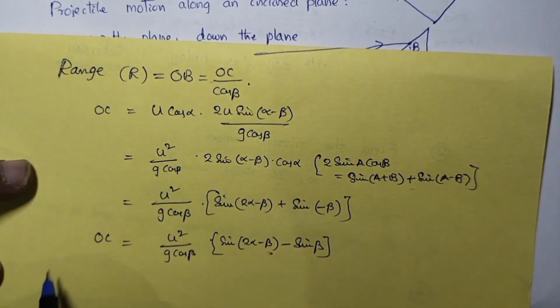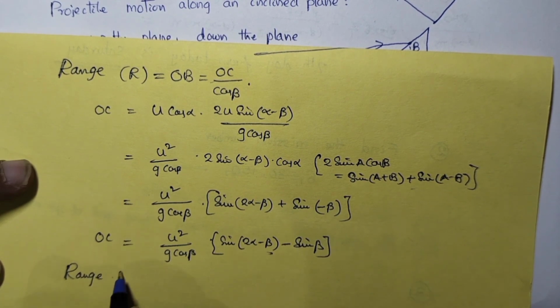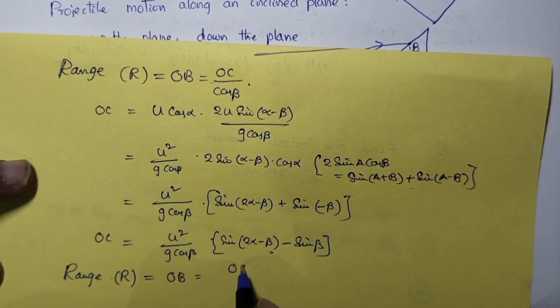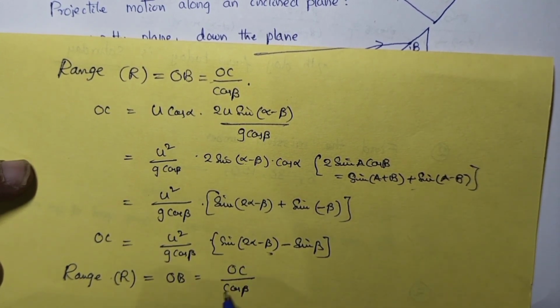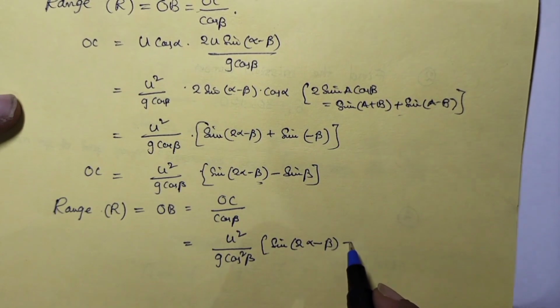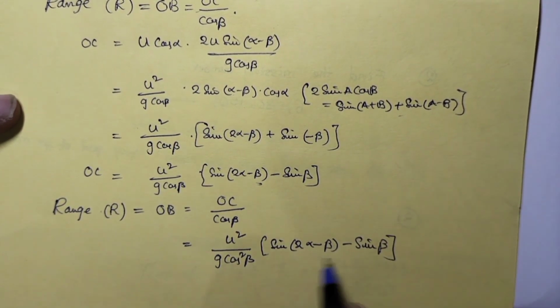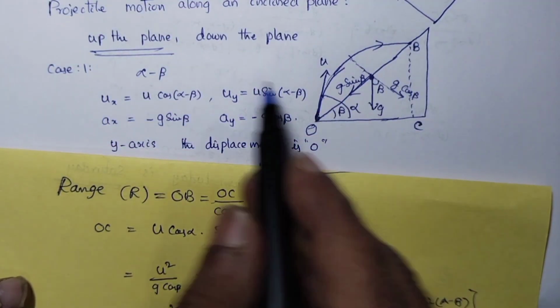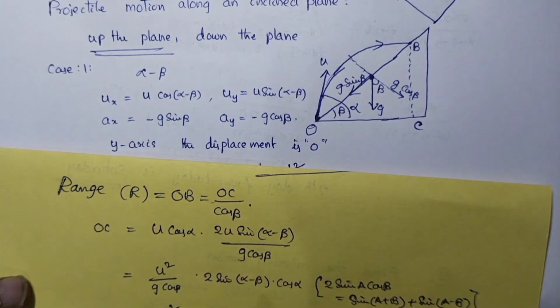But here you see the range R is equal to OB, which is OC by cos beta. That means R is equal to u square by g cos square beta into sin(2 alpha minus beta) minus sin beta. So this is the range for the case up the plane.